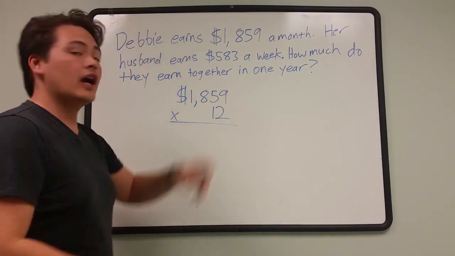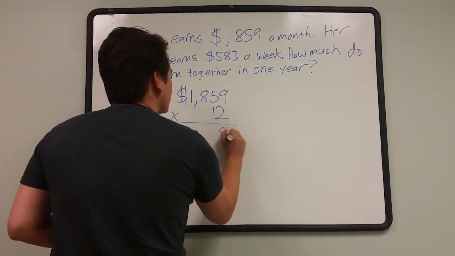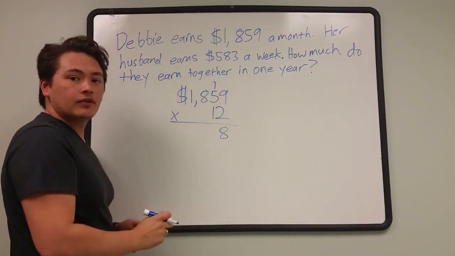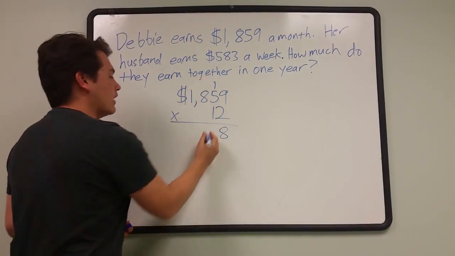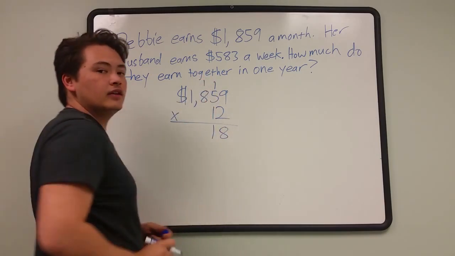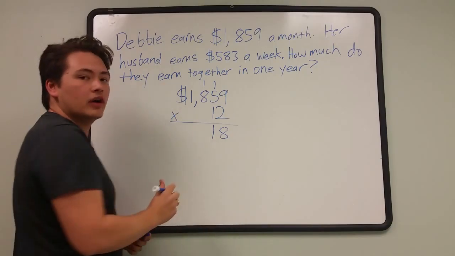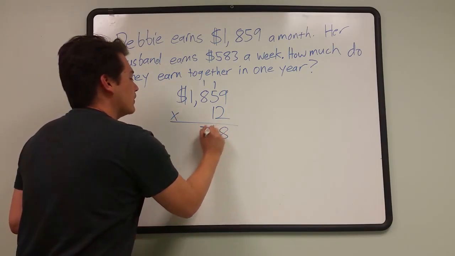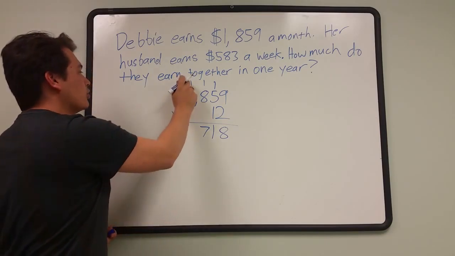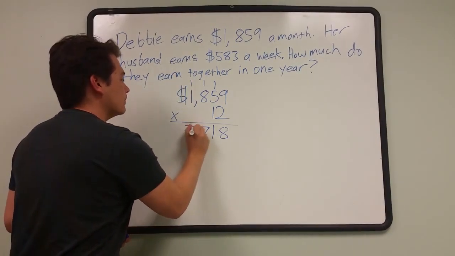So 2 times 9 is going to give us 18. Bring down the 8, carry the 1. 2 times 5 is 10, plus 1 is 11. Bring down the 1, carry the 1. 2 times 8 is 16, plus 1 is 17. Bring down the 7, carry the 1. 2 times 1 is 2, plus 1 is 3.